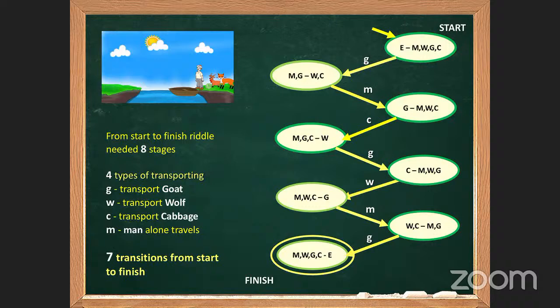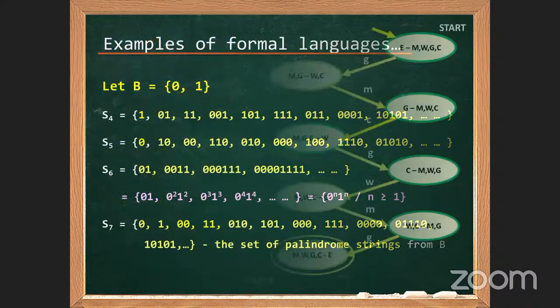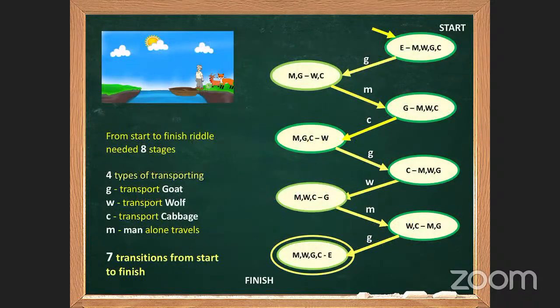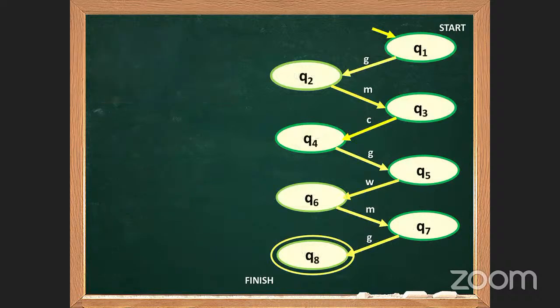We mentioned that the farmer can transport all the articles from the right side of the river to the left side of the river if he follows this order. Now, this is basically a method of solving that riddle. If you can think of a system, a machine, which can follow these instructions, the machine can very well solve this riddle. Fine. So the same problem, I'm just giving different notations or different labels.